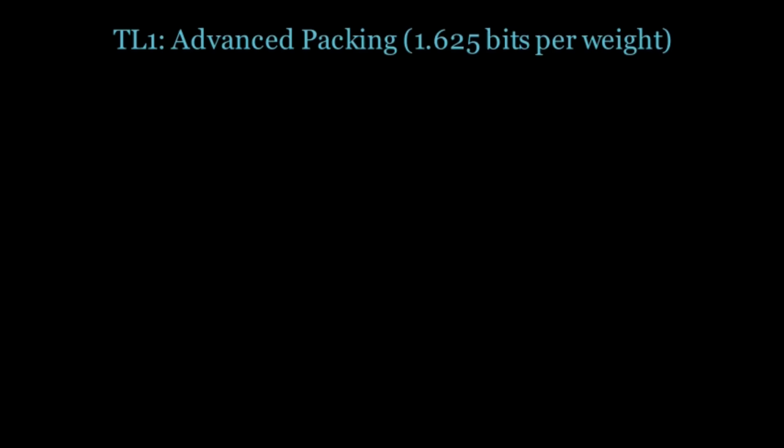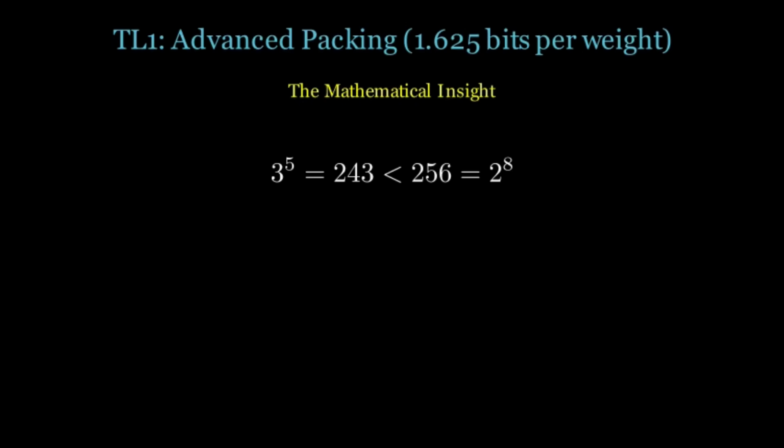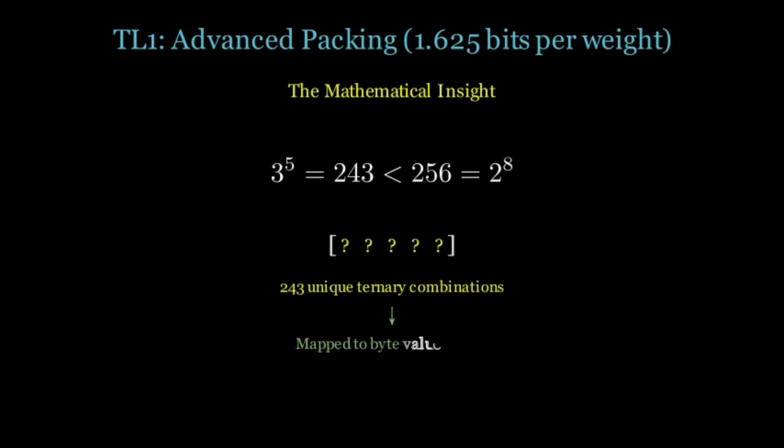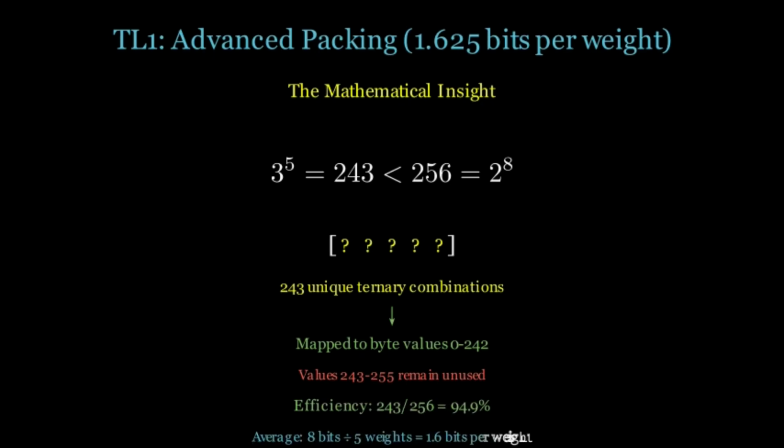Another packing strategy is the TL1 approach, which does 1.625 bits per weight. TL1 uses a more sophisticated approach. The key insight is that 3 to the power of 5 equals 243, which is slightly less than 256. What is 2 to the power of 8? This means that, let's say we could have a 5-bit number. Now we can fit 5 ternary values in almost any 8-bit combination. We have 13 unused numbers, giving us 94% efficiency at 1.625 bits per weight.